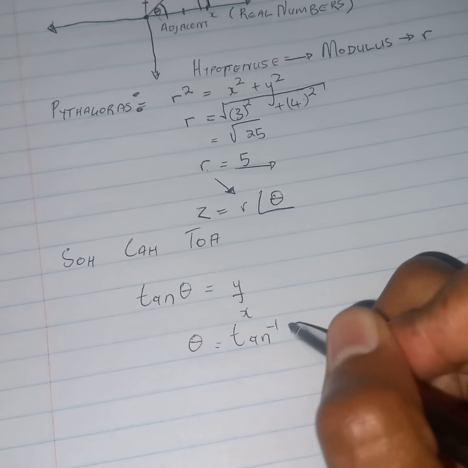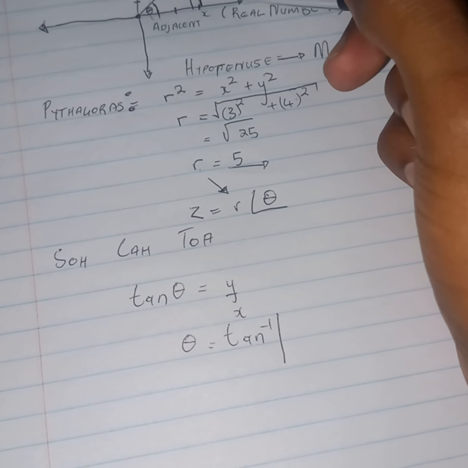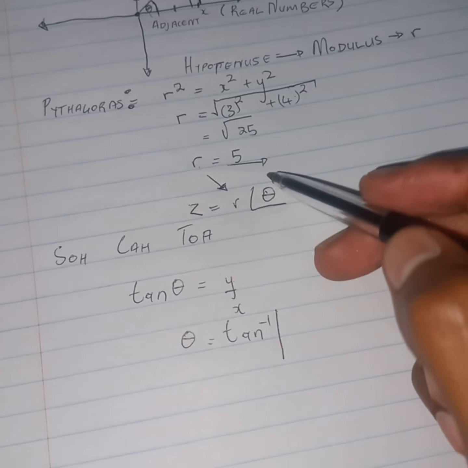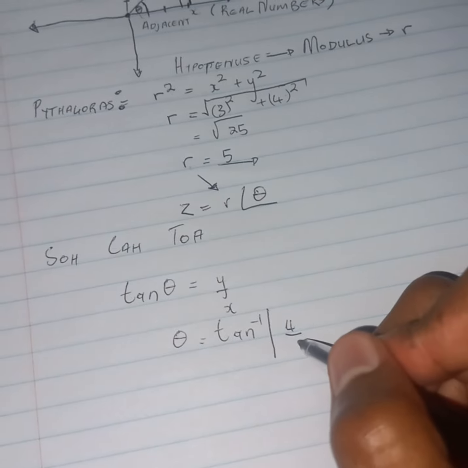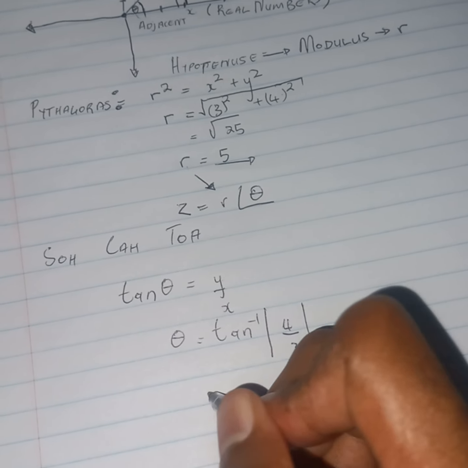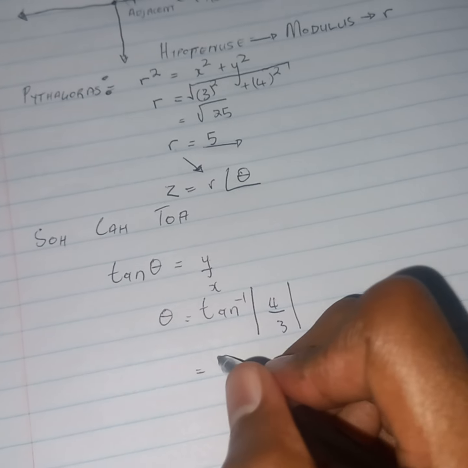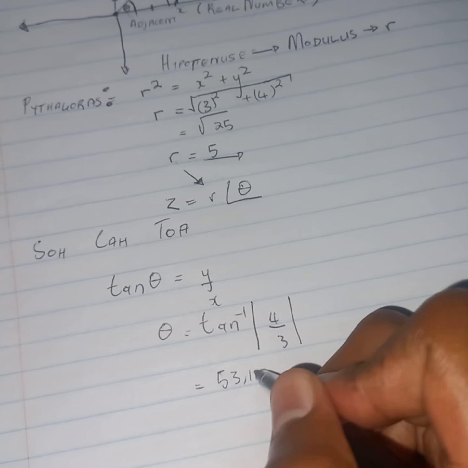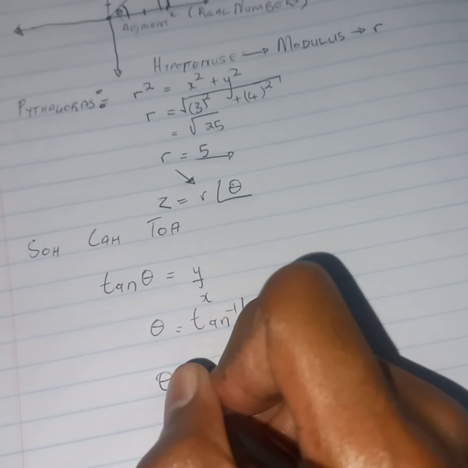inverse y over x. Remember that y is going to be 4, and then your x is going to be 3. And the whole thing, when you punch that into your calculator, you're going to get 53.13 degrees. So that's theta.